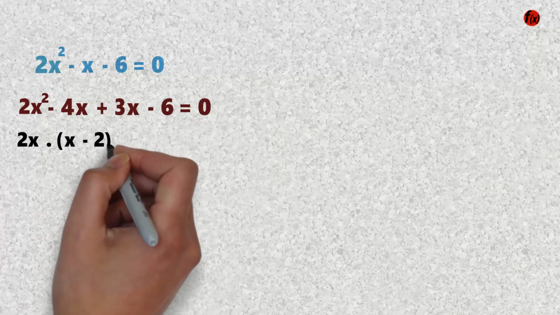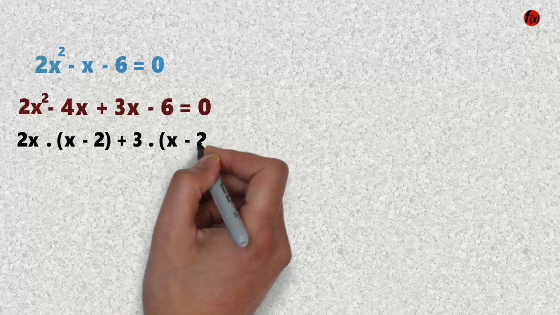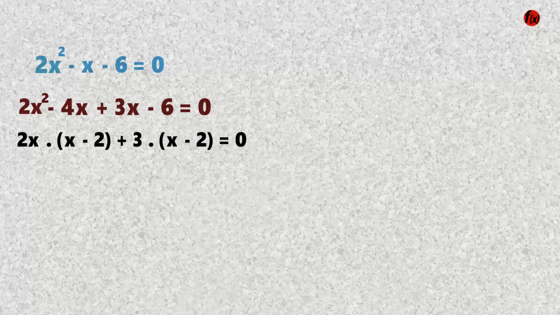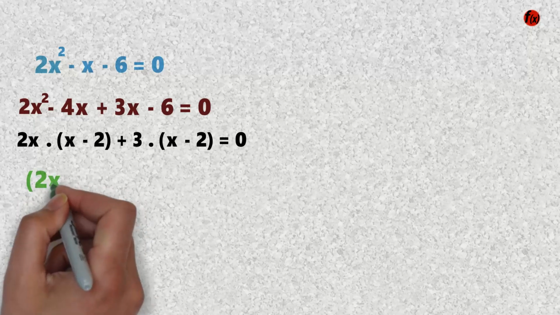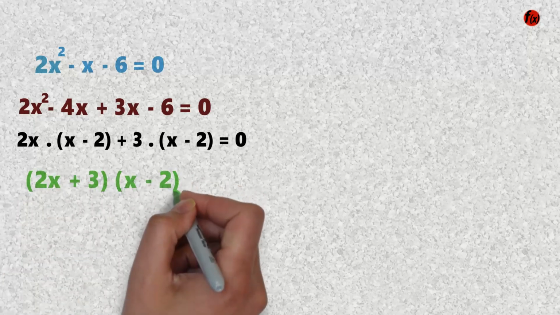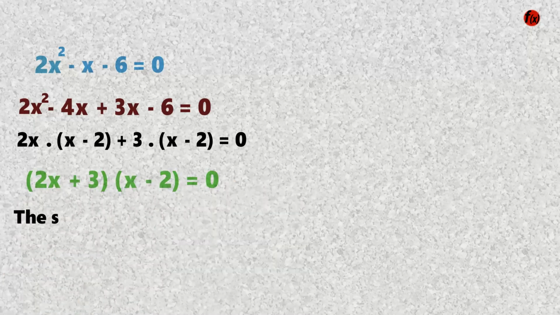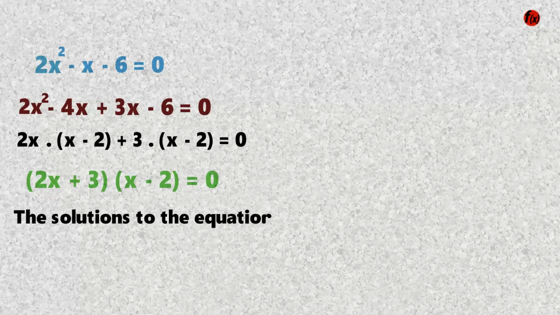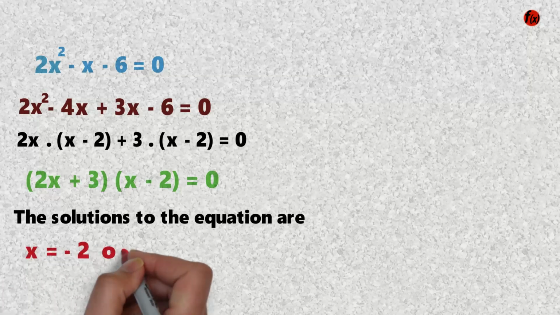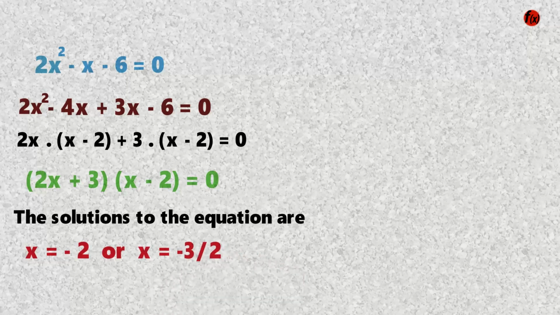2x times (x minus 2) plus 3 times (x minus 2) equals 0. Factoring out common factors, (2x plus 3)(x minus 2) equals 0. Thus, the solutions to the equation are x equals minus 2 or x equals minus 3 over 2.